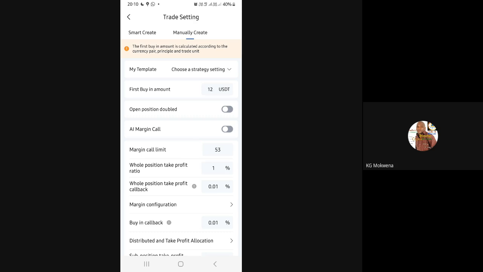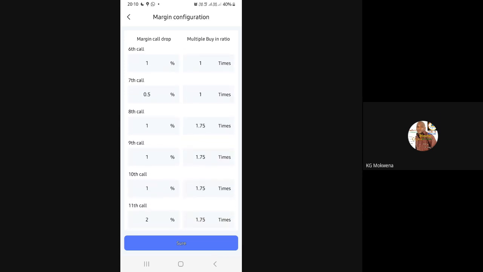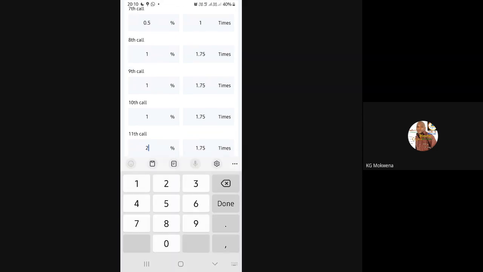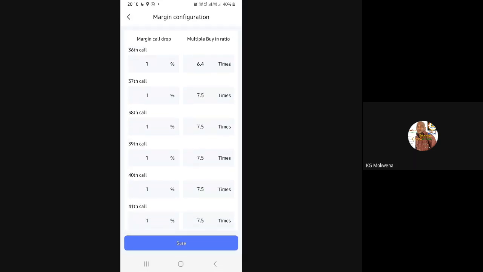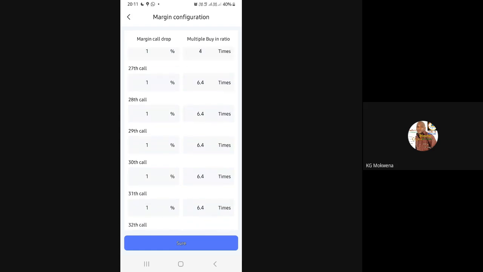Now you'll go to margin configuration. And then you go to call number 11. There it is. Now, for call number 11, put 0.1, and then on the multiple buy-in ratio, make it 25 times, whereas 1.75, you put, still on the same call number 11.